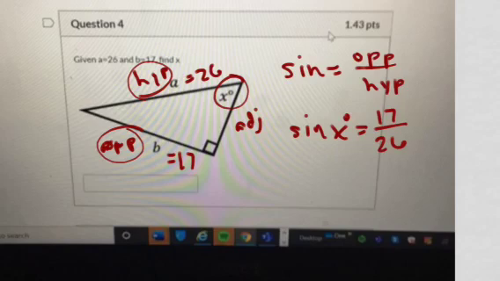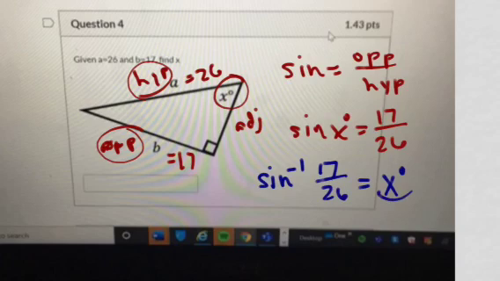And on your calculator, to get that to show you the angle measurement, what you're going to type is inverse sine of 17 over 26, and that will spit out your missing angle measurement. Let me do it on my calculator here really fast and see what the answer is. Inverse sine 17 over 26. I'm getting 40.8 as my answer on that one.